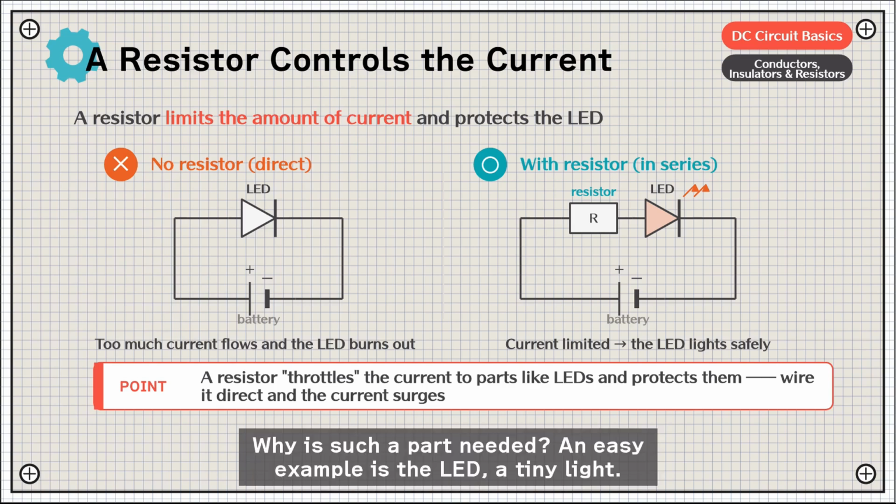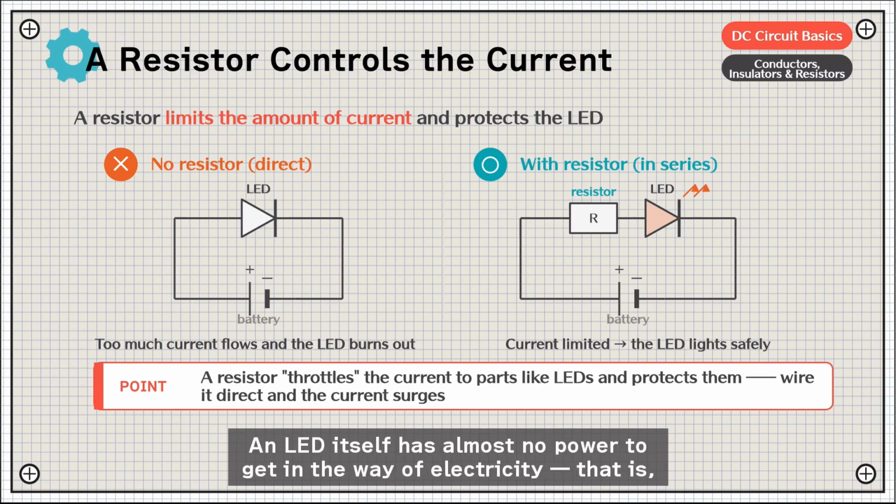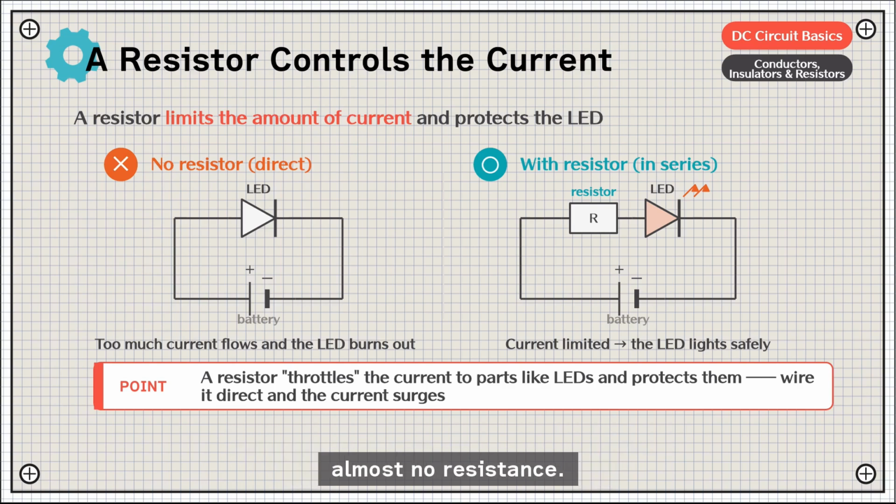An easy example is the LED, a tiny light. An LED itself has almost no power to get in the way of electricity. That is almost no resistance.